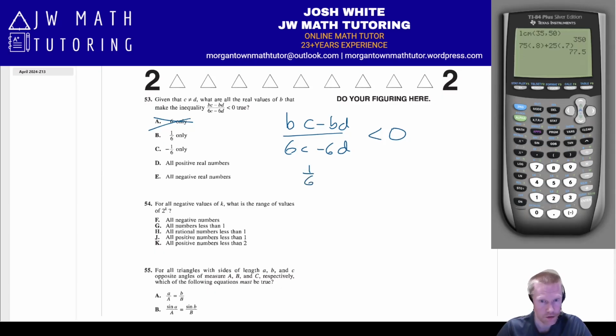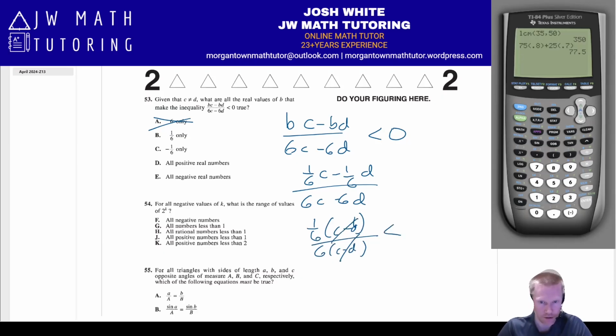So for these first three answer choices, they're all going to follow the same pattern, which is you factor out the number you're plugging in, and then you get C minus D on top and C minus D on the bottom, and they cancel out. And then here we get 1/6 over 6, which is technically 1 over 36. That is not negative, it is still positive, so this ends up not being equal.